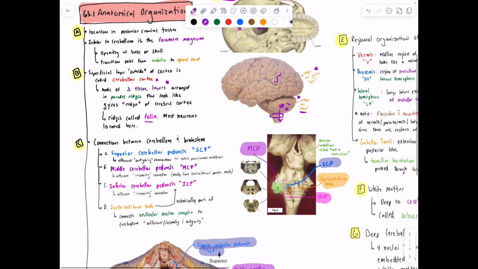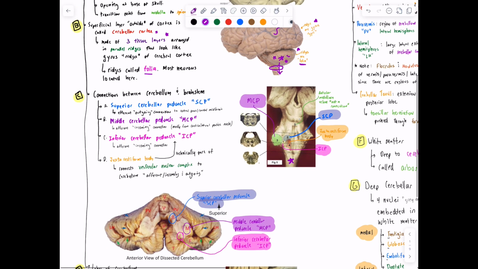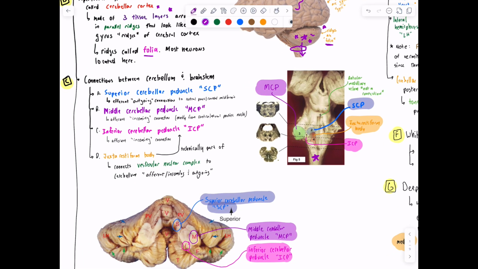All right, so we know the cerebellum is attached to the brainstem, and we have 3 peduncles that connect the brainstem to the cerebellum, and we'll talk about each of them today. There are 2 that are incoming to the cerebellum. The first is the inferior cerebellar peduncle, which is located here, and this one is an incoming connection to the cerebellum from the brainstem, right between the medulla and the pons. Then we have the juxtarestiform body, which is part of this inferior cerebellar peduncle. It's labeled 4 right here.